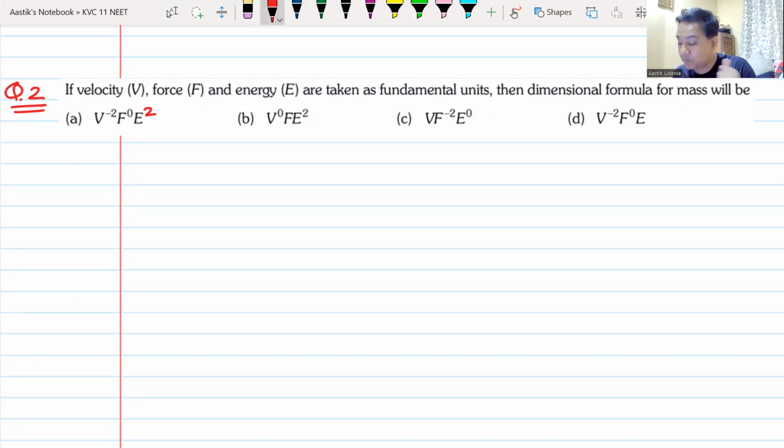If velocity V, force F, and energy E are taken as fundamental units, then the dimensional formula for mass would be: Option A, V to the power minus 2, F to the power 0, E squared. Option B, V to the power 0, F, E squared. Option C, V, F to the power minus 2, E to the power 0. Option D, V to the power minus 2, F to the power 0, and E. I will give you 2 minutes to solve this question and get back to what we were doing.